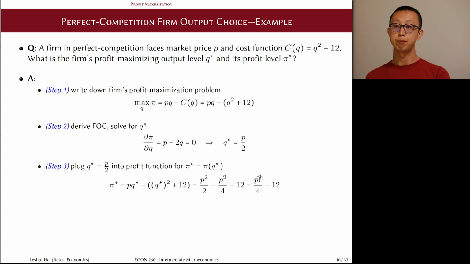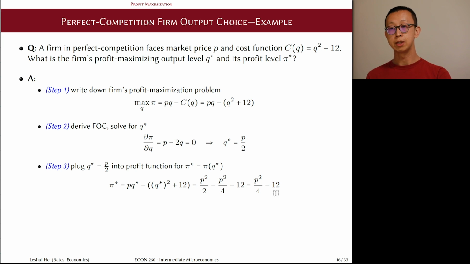In fact, if P is 0, then the firm's profit will be negative 12. So the firm would make a loss. If P is larger, let's say 10, then the profit will be 100 divided by 4, which is 25, minus 12, which will be 13. So the firm will be making a profit.